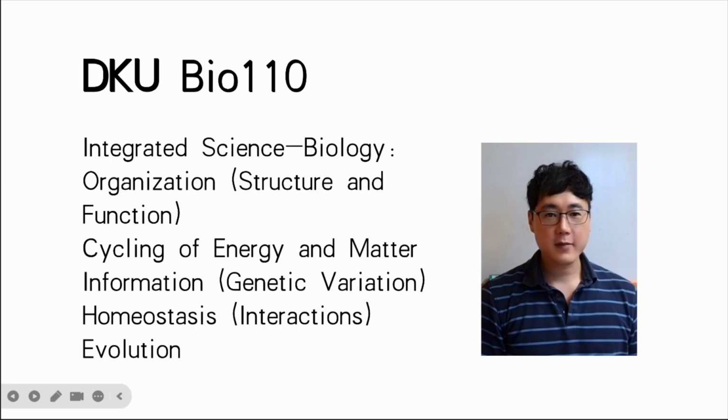First, I'm going to talk about our class, DKU Bio110. It's an integrated science biology course that employs 5 themes that describe properties of life and will be reiterated again and again. The first one is organization, which includes structure and function. The second is the cycling of energy and matter, then information, mainly genetic variation, and then homeostasis and evolution.